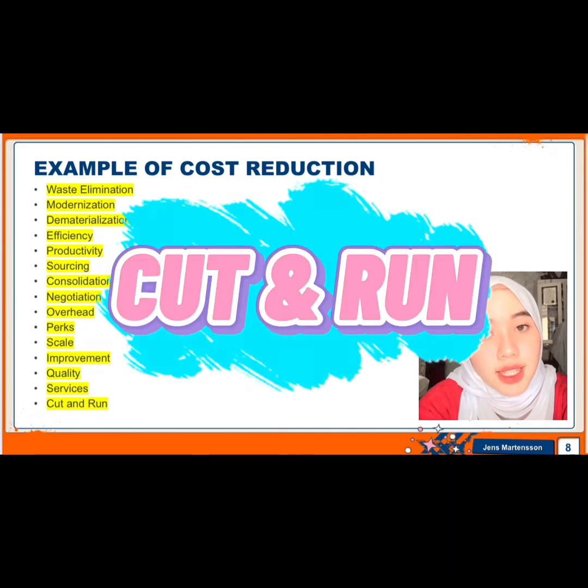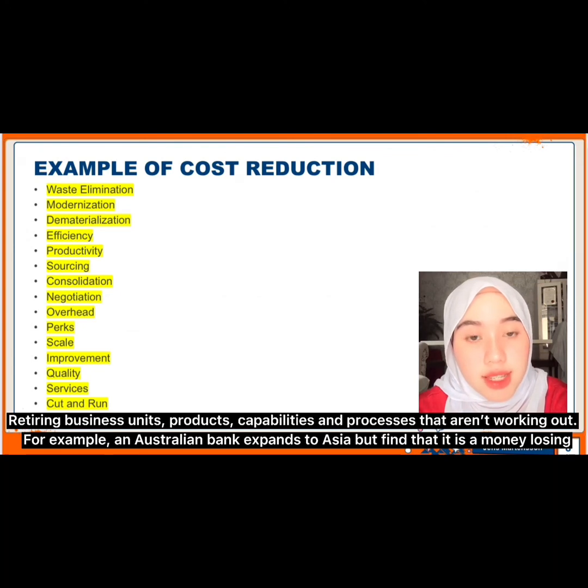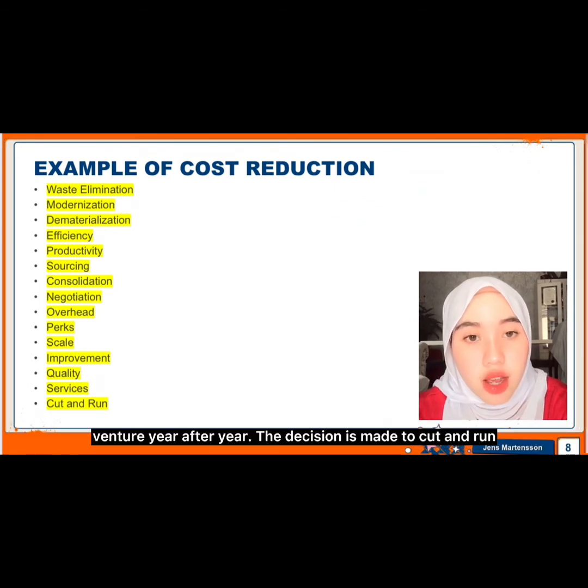And lastly, cut and run. Retiring business units, products, capabilities, and processes that aren't working out. For example, an Australian bank expands to Asia but finds that it is a money-losing venture year after year. The decision is made to cut and run.